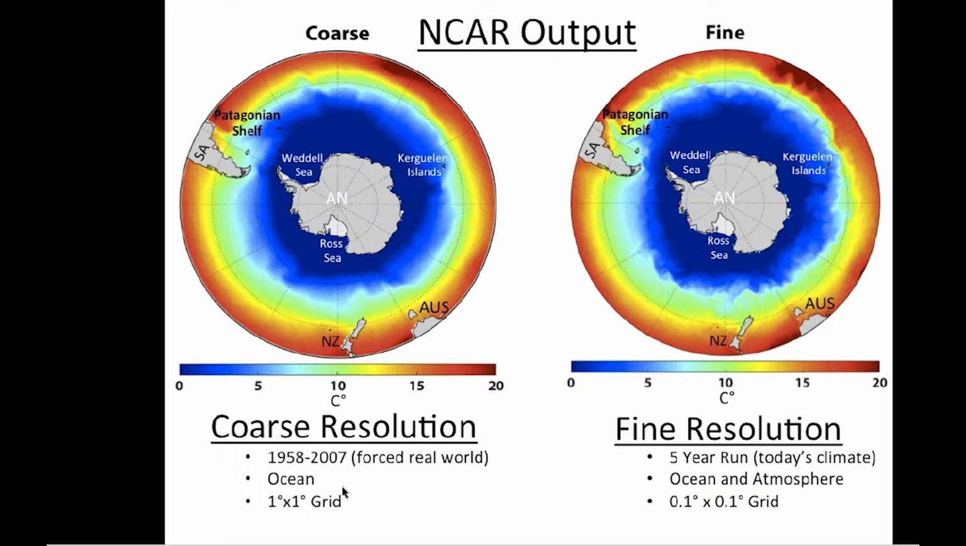What I want you to see here are these stereonet projections of sea surface temperature in degrees Celsius. In the coarse resolution, it's a little more muddled between the differences in sea surface temperature. In the high resolution, you get a lot more definition between the temperatures. I want to point out up in the Patagonian shelf area on the side of South America, you see this beautiful filament of colder water going up the Patagonian shelf that you do not see in the coarse resolution.